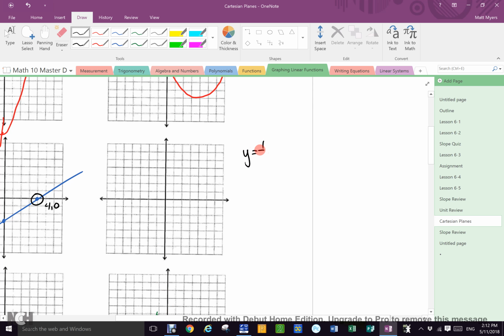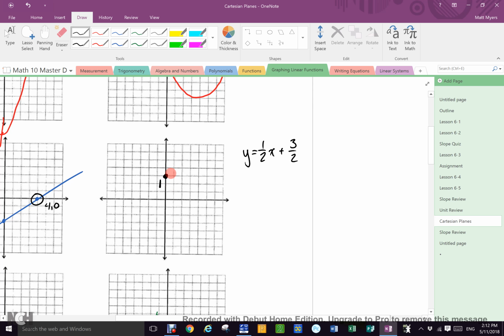Y equaled 1/2 x plus 3 halves. I can't rise 1, go 2 from where? From 3 halves on the y-axis. Why is that a pain? Because this isn't in fractions, is it? Who's in charge of this graph? We are. So if I say that's 1 when I go up 2 spots, where's 3 halves? Right there, correct?